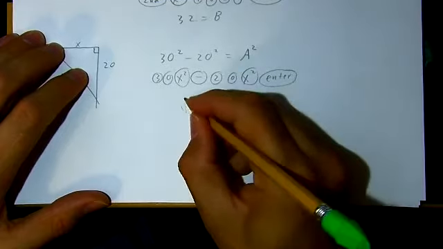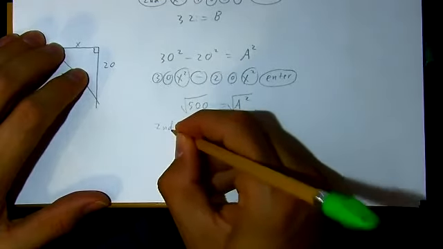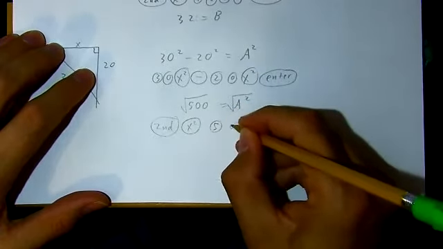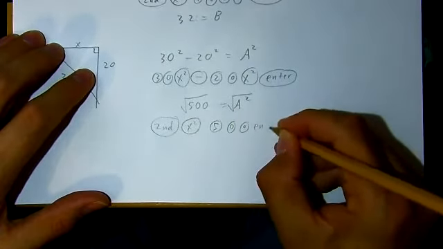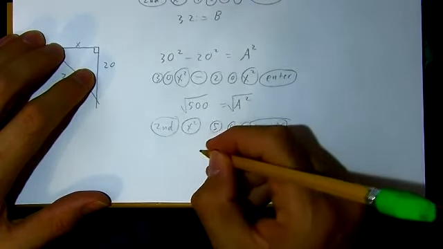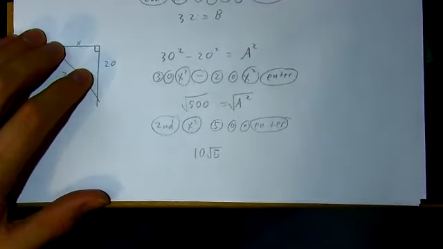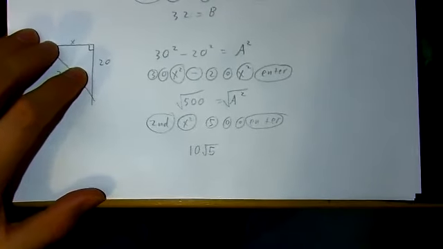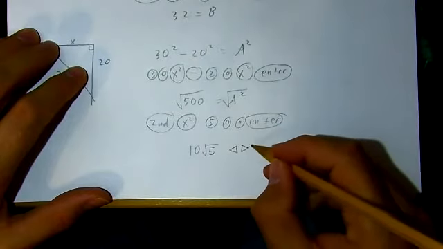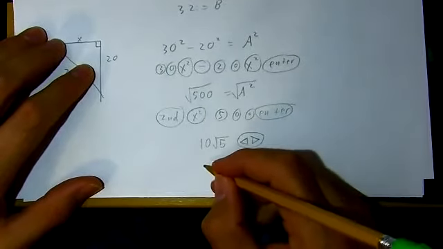Last thing you do, take the square root. Second, x squared, 500, enter. And that gives you 10 square root 5. So that is an exact answer. We can't turn that in on the GED. We have to use our change button again. When you hit that, it gives you 22.36.